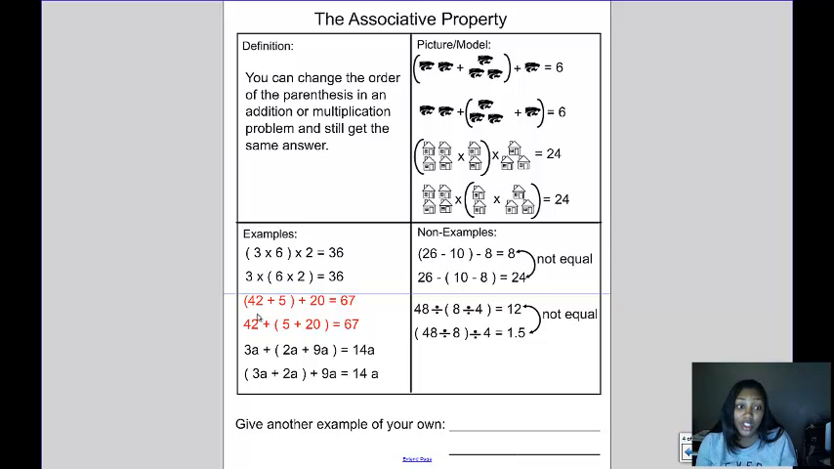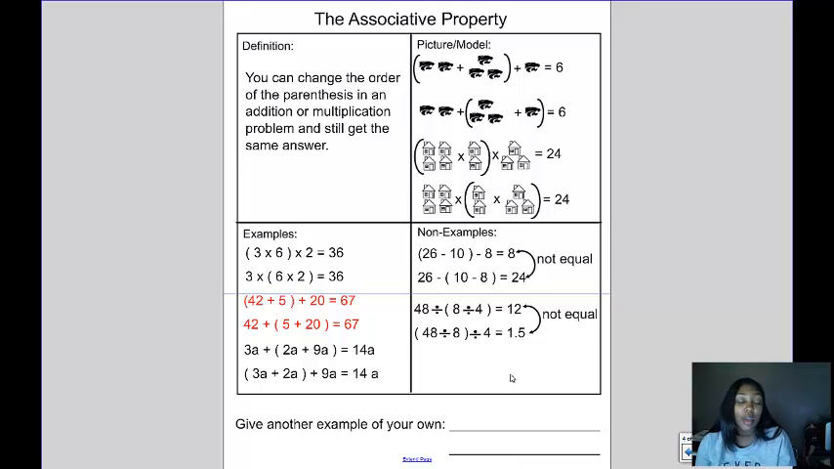The only difference is first I had the parentheses around the first 2 numbers, then I had the parentheses around the second 2 numbers, and it still gives me 67. So regardless of where you put the parentheses, if it's addition and multiplication, it'll still give you the same answer.